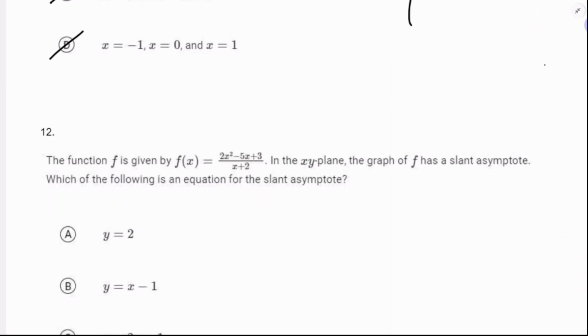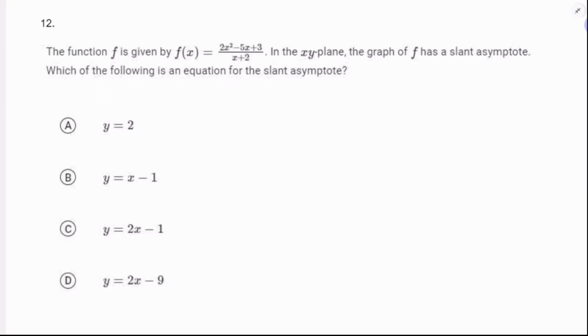I think that's all I'm going to say about that one. Okay, here's a formula for f. Notice more of these factorings where the leading coefficient isn't 1. I've noticed that quite a bit on the personal progress check, but less so on the items we're seeing in AP Classroom. So I'll let you make of that what you will. In the xy plane, the graph of f has a slanted asymptote. Which of the following is an equation for the asymptote?